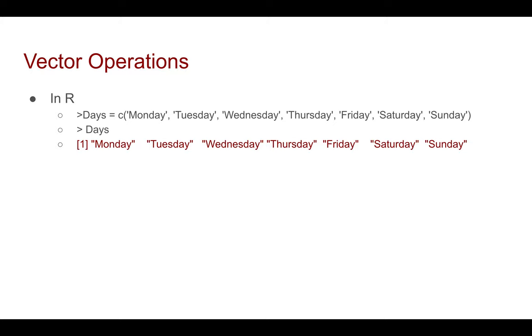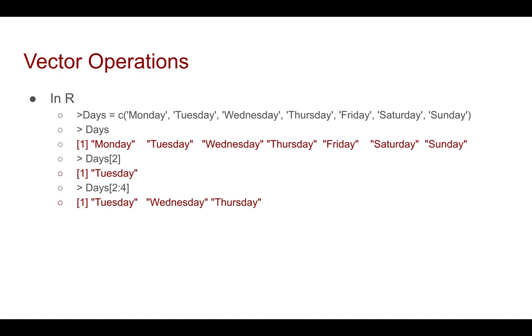But what makes vectors quite cool is that, let's say I take my vector, which is now days, and I want to extract the second element. I type days, and then with square brackets, I put the element I want to extract. We'll see that R comes back with Tuesday. Now, I can also have a starting point and an end point. So if I want the second day all the way up to the fourth day, we hit enter in R, and we'll get Tuesday, Wednesday, Thursday.